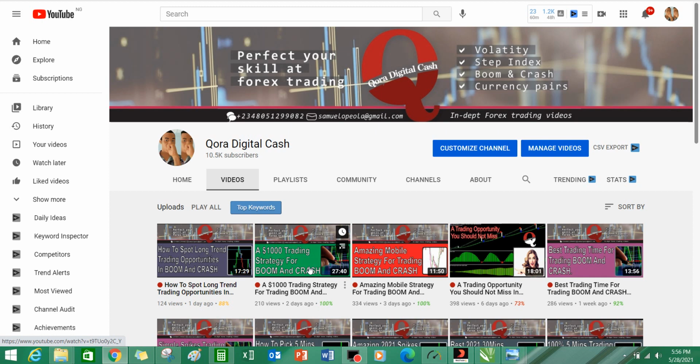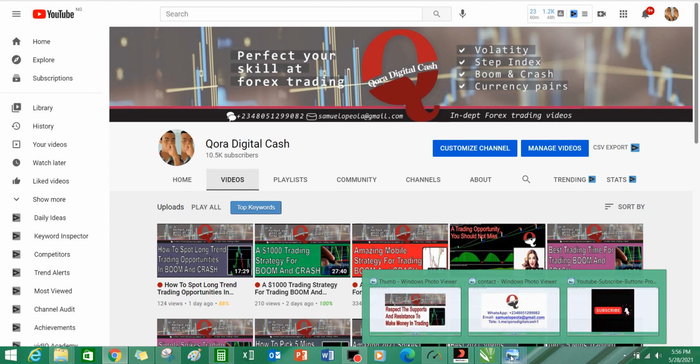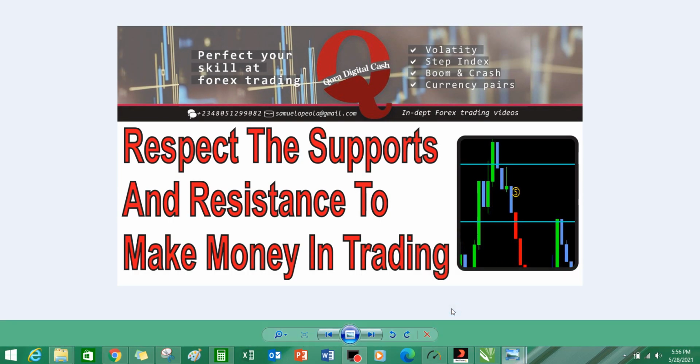If you want to make money in trading, then you need to follow every rule guiding it. And one of the most important features you need to look out for while trading is the support and resistance levels. These two points are very vital and important in trading. That is why today we'll be treating the topic: respect the support and resistance levels in order for you to make money in trading.